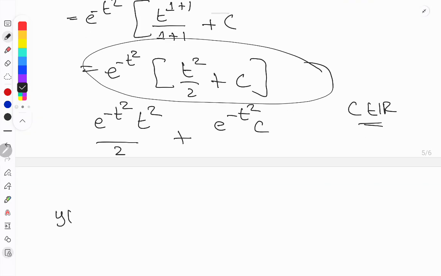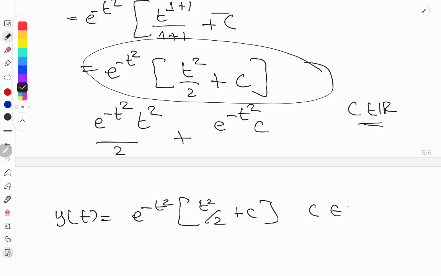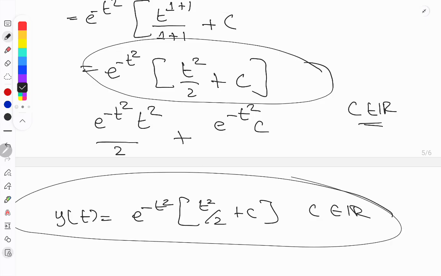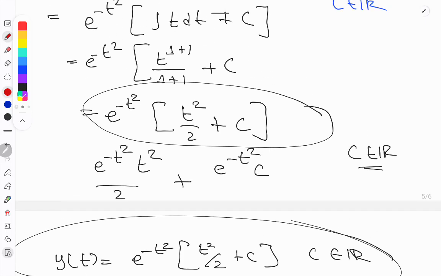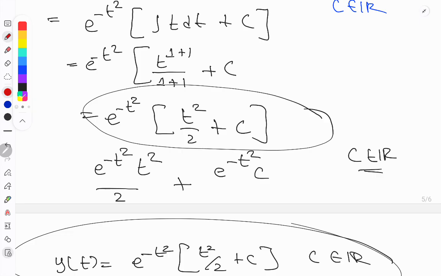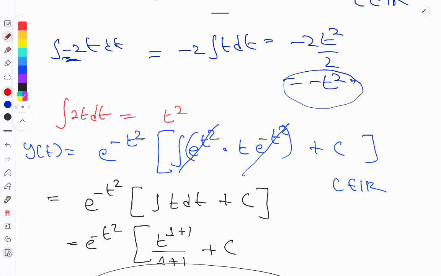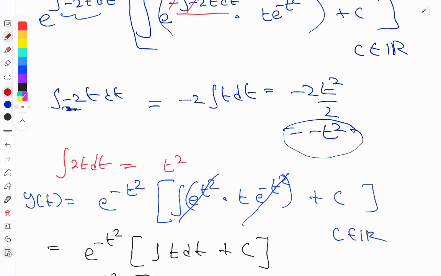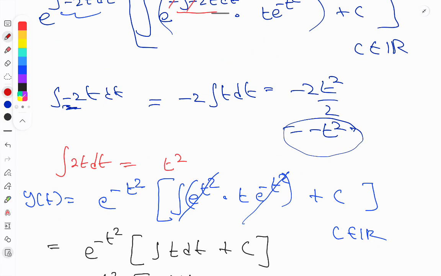So your y of t, the general integral, is e to the t square, times t square upon 2 plus c, and c belongs to R. Am I clear? Do you have any doubt? You can ask me. You can go through it as well. Any question in between, you can ask me.